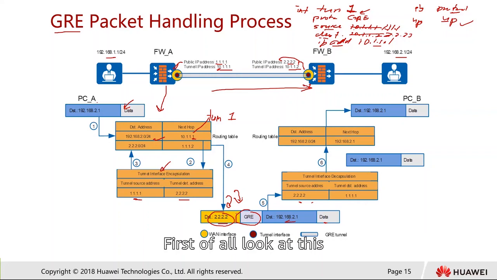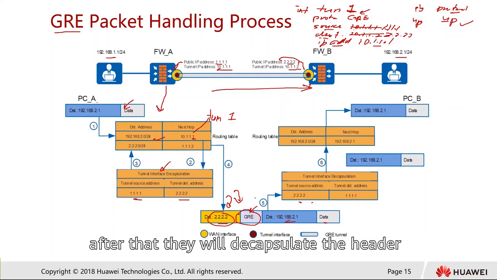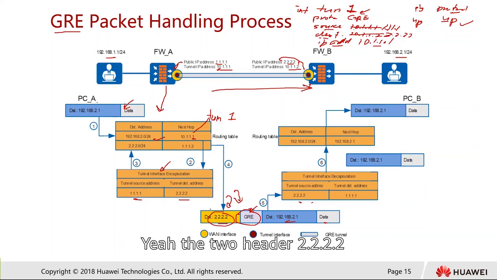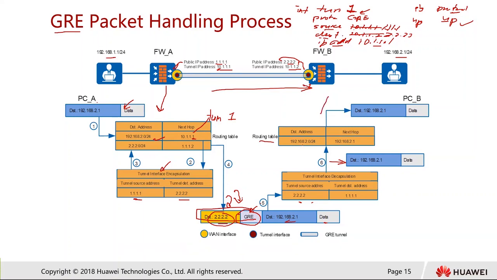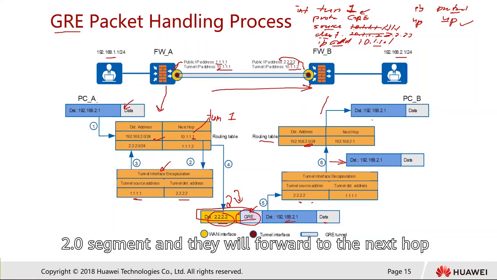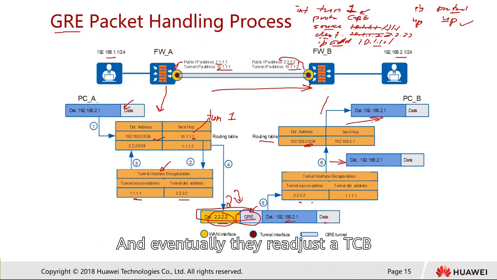First of all, you look at this. This is a GRE tunnel. After that, they will decapsulate the header, the 2222 header and the GRE header. Once they decapsulate, they actually see the private IP. After that, based on the routing table of this firewall, the 2.0 segment, they will forward to the next hop, and eventually it reaches the PCB.